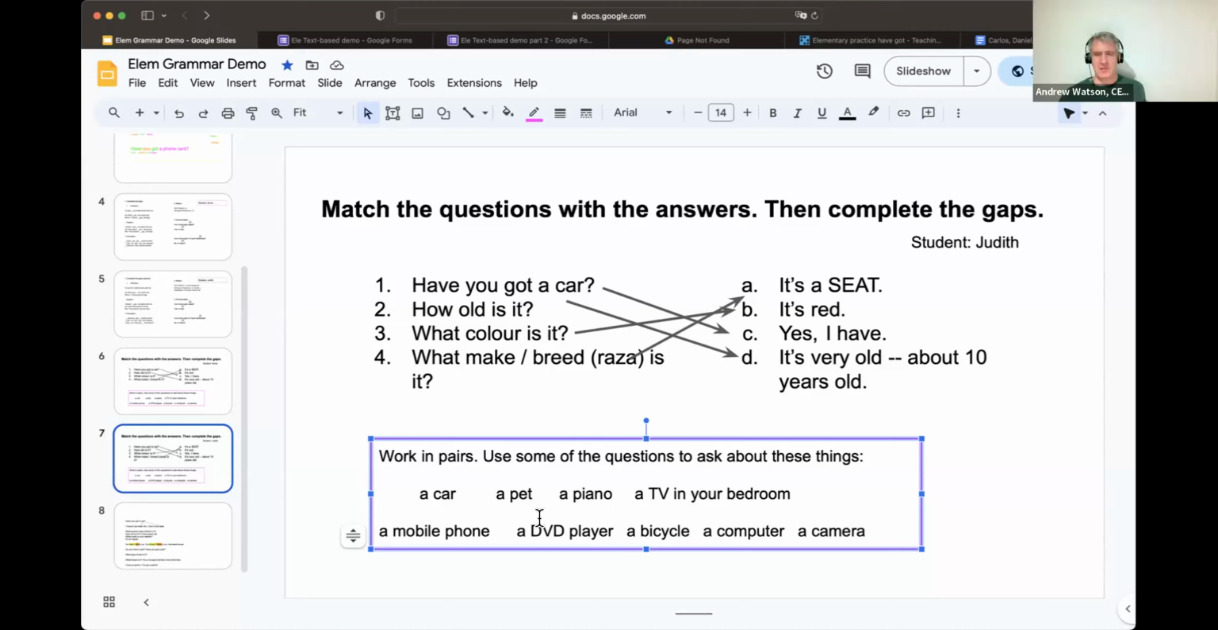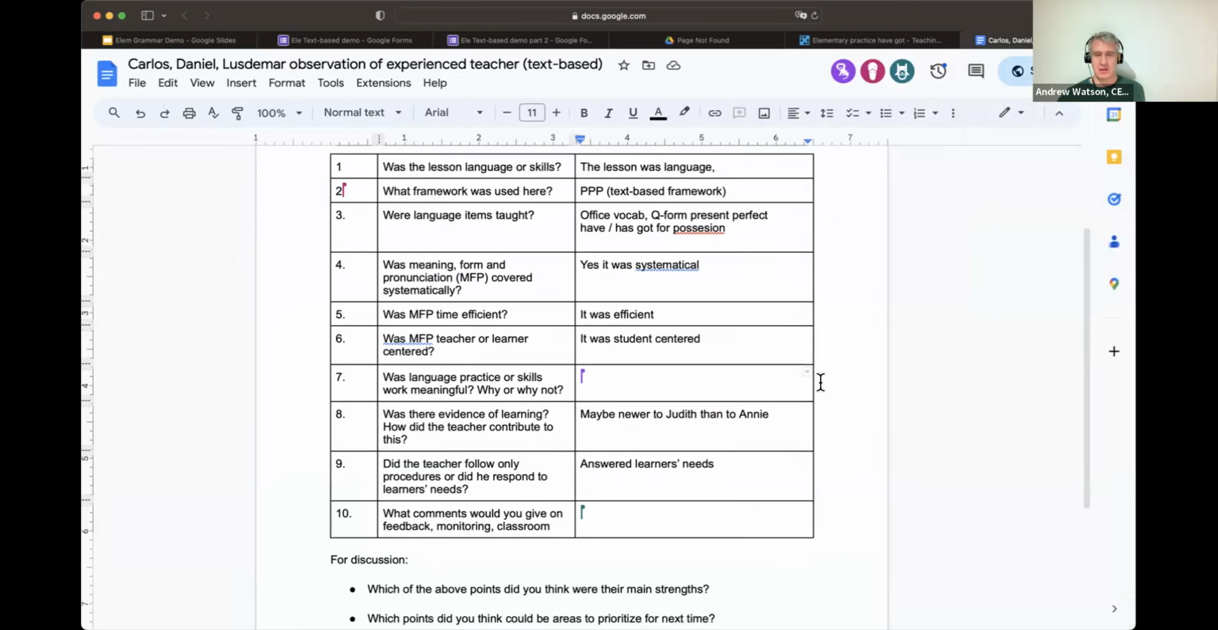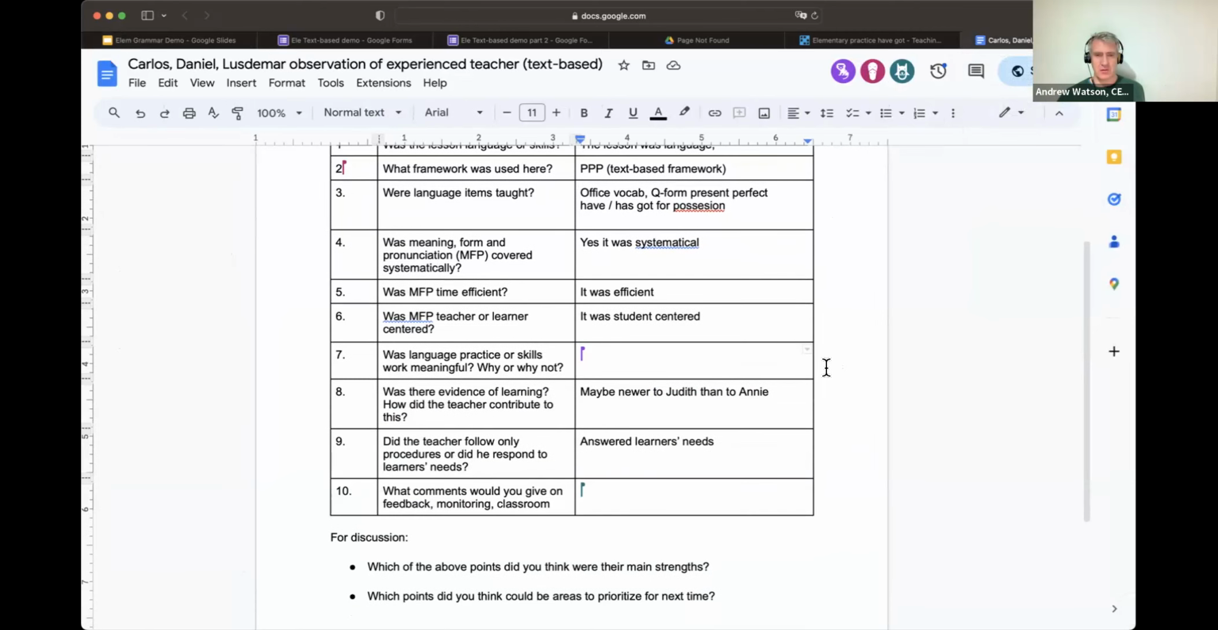Yeah, the fact that it's personalized, that you're trying to get them to talk about their own possessions, hopefully makes it more meaningful to them, right? Exactly. And therefore, if it's more meaningful, it should be more memorable, and they should be able to retain this language more easily. That's the theory.